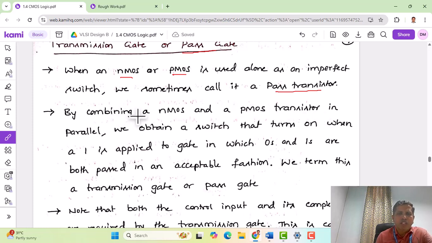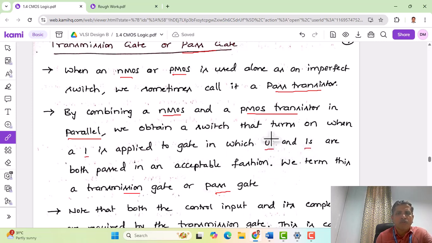Now to build a transmission gate, we need to combine an NMOS transistor and a PMOS transistor in a parallel manner. So we obtain a switch that turns on when one is applied to the gate, and where zeros and ones are both passed in acceptable fashion. And we term this a transmission gate or a pass gate. What do we mean by this? We need to connect NMOS and PMOS transistors in parallel, and to obtain switch behavior, the control terminal of the NMOS should be applied with 1, and the PMOS should be applied with 0. Then we can pass zeros and ones from one side to the other side in acceptable fashion.